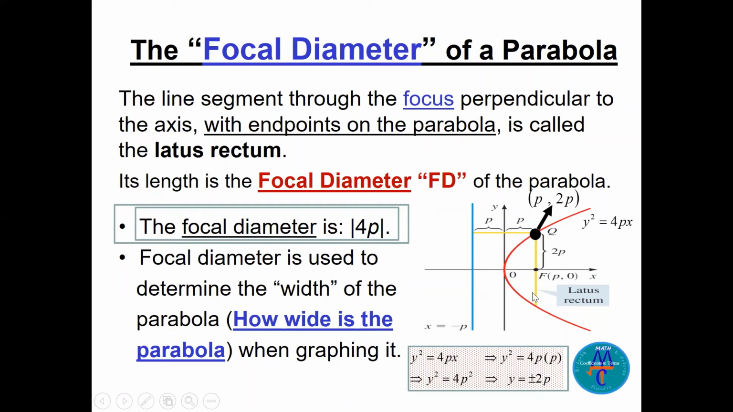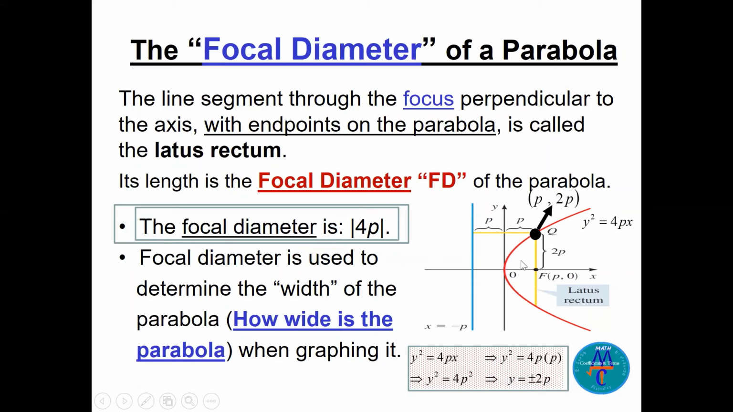So we have this point and this point on the parabola. It's called latus rectum. This one here, the yellow line. Its length, the length of this yellow line, will be called focal diameter, FD. Now the focal diameter will be the absolute value of 4P.